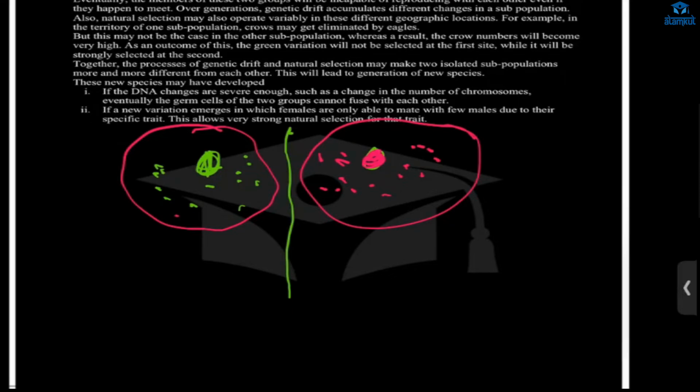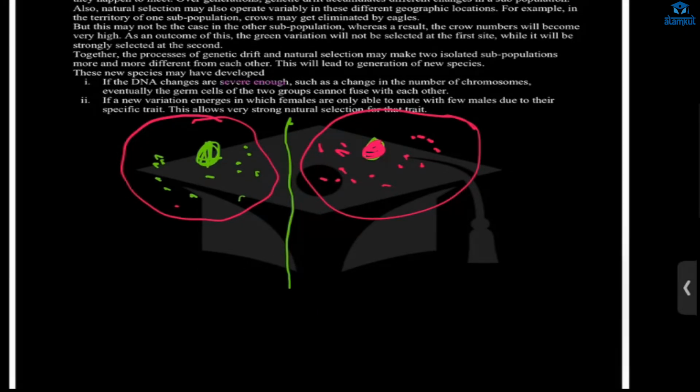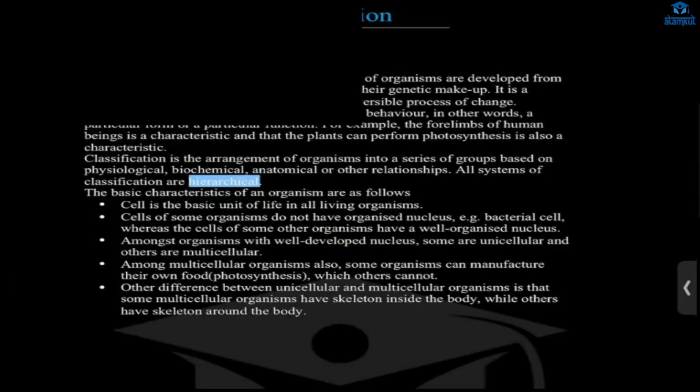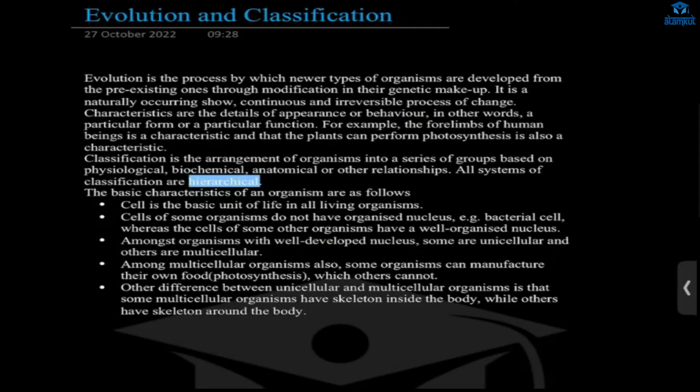Now, this new species may have developed if the DNA changes are large enough, such as a change in the number of chromosomes, and because of that, fusion will not happen. The gametes won't fuse. And also, sometimes what will happen? New variation will occur in which the females are only able to mate with few males due to their specific trait.